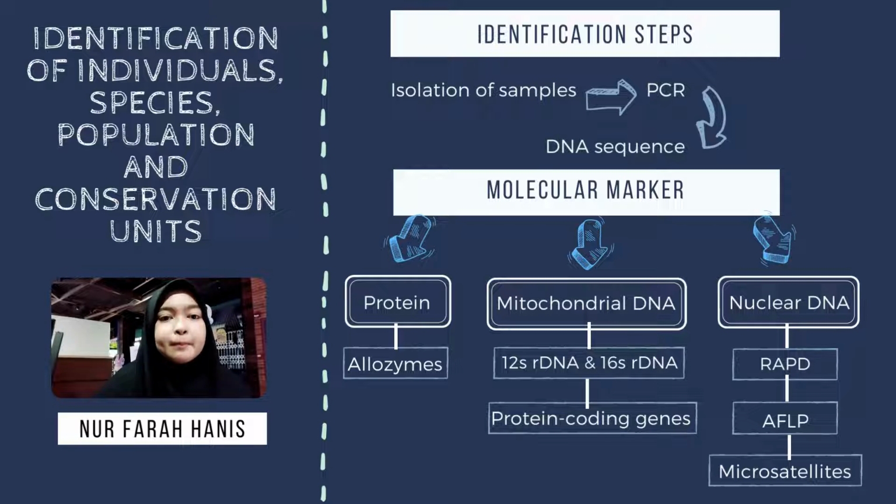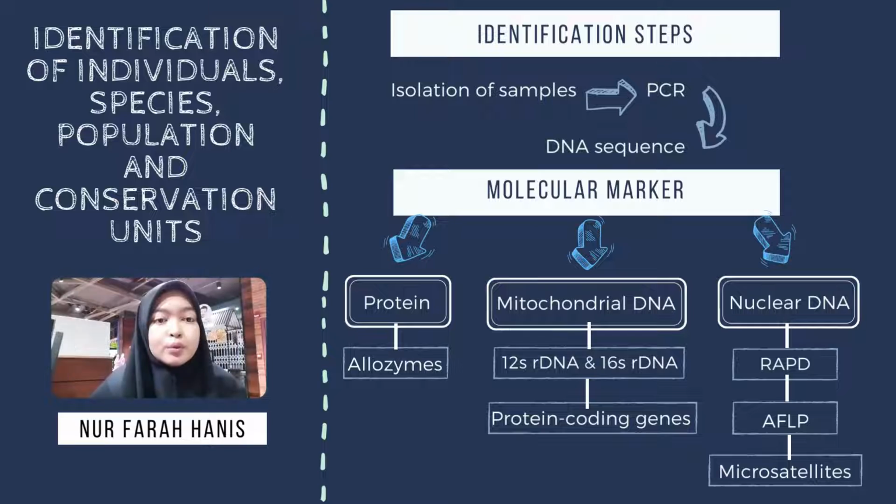RAPD markers, random amplified polymorphic DNA markers, are analyzed by using PCR to amplify segments of nuclear DNA. The use of a single primer, usually 8 to 10 base pairs long, that attaches to both strands of DNA and a low annealing temperature increase the likelihood of amplifying multiple regions representing a particular locus. AFLP markers, amplified fragment length polymorphism, is a multi-locus technique that involves restriction, ligation, digestion, and PCR amplification.